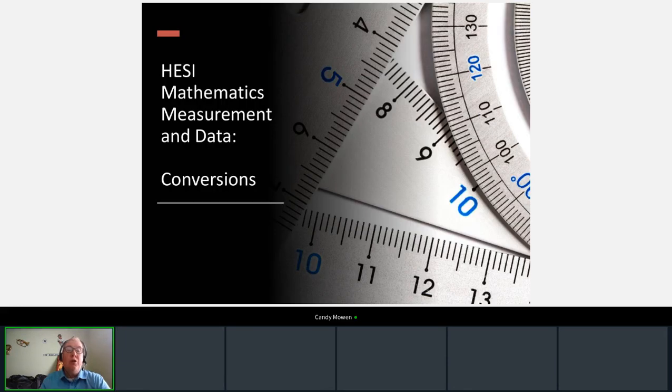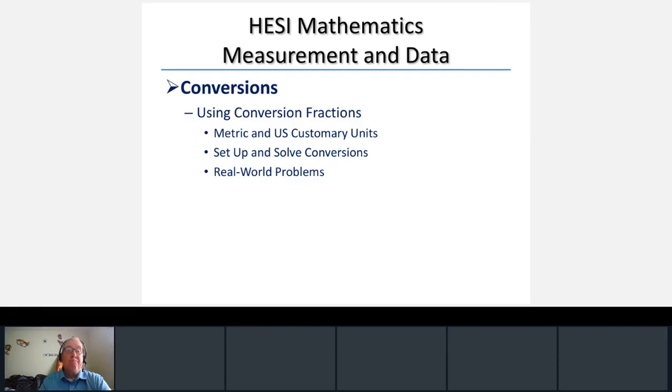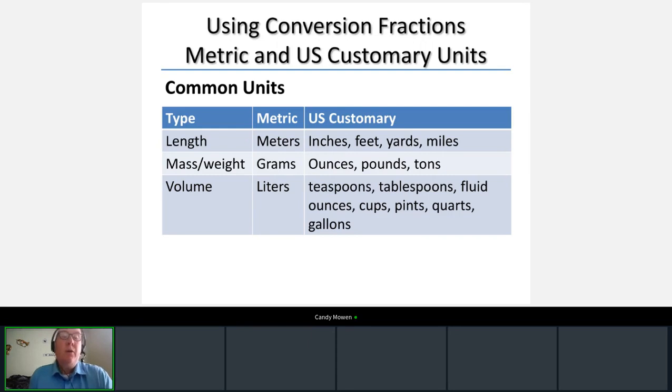Now we're going to look at conversions, mathematical measurement and data. Conversions using fractions, metric, and U.S. customary units, set up and solve conversions and real-world problems. Common units, and we're going to compare metric to U.S. customary. For length, metric uses meters; U.S. customary uses inches, feet, yards, and miles. Mass and weight is grams in metric; ounces, pounds, and tons in U.S. customary. Volume, metric is liters. U.S. customary is teaspoons, tablespoons, fluid ounces, cups, pints, quarts, and gallons.